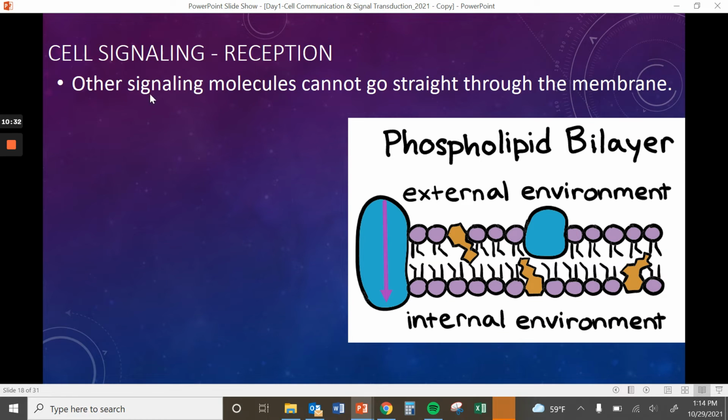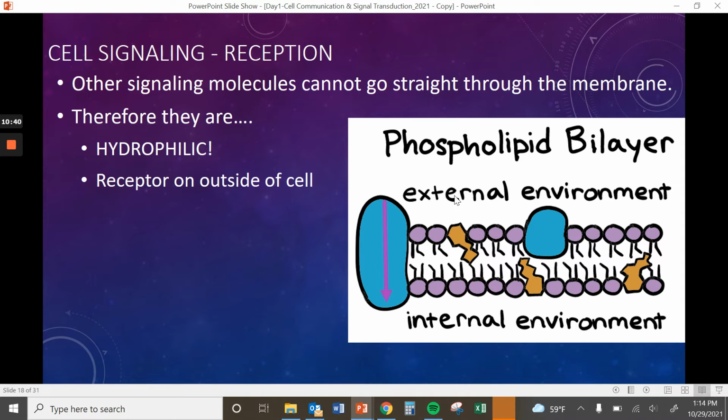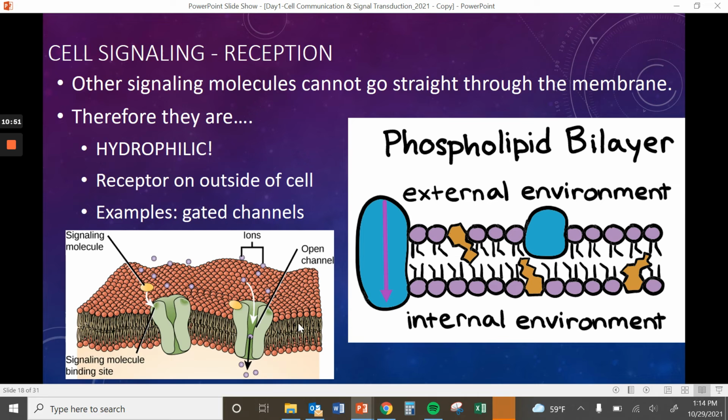We can also have some molecules that cannot go straight through the membrane, so therefore they're not hydrophobic, they are hydrophilic. Because of that, they're going to need either some sort of channel to pass through, or a lot of times we will have a receptor on the outside of the cell. Okay, an example of this is our gated channels, where we will have a channel that opens for that molecule, or some sort of receptor on the outside of our cell.